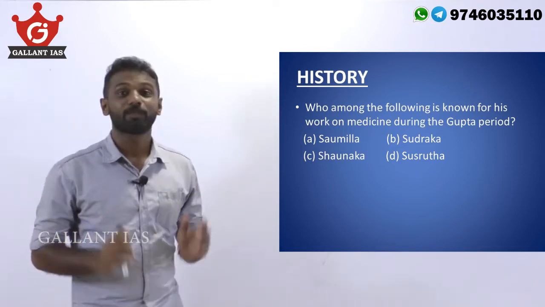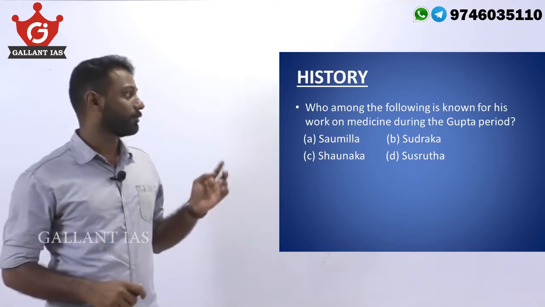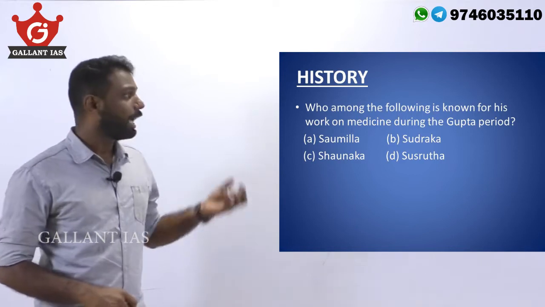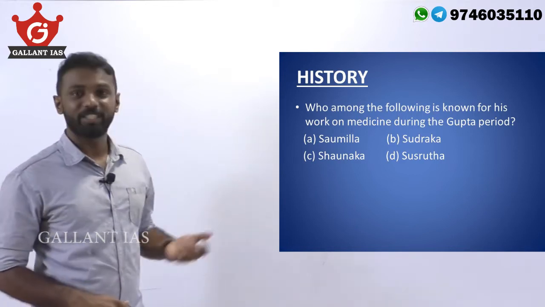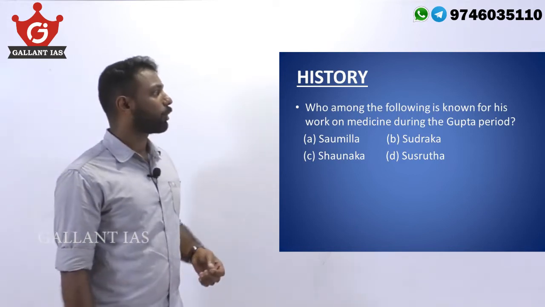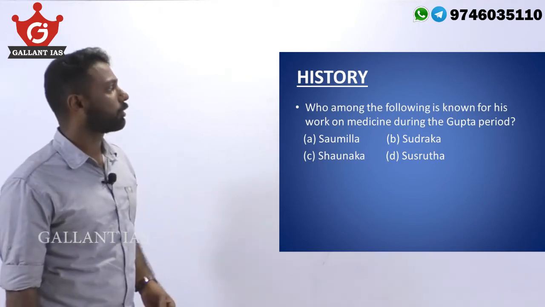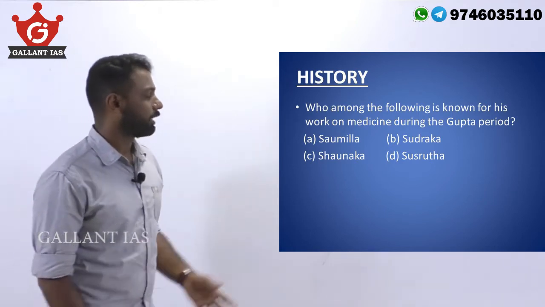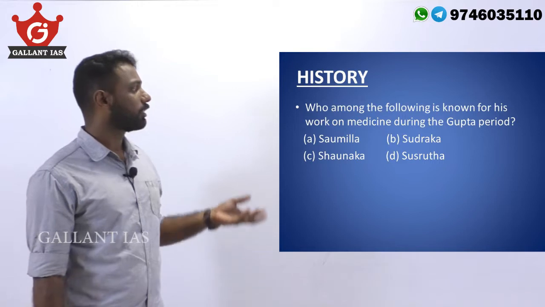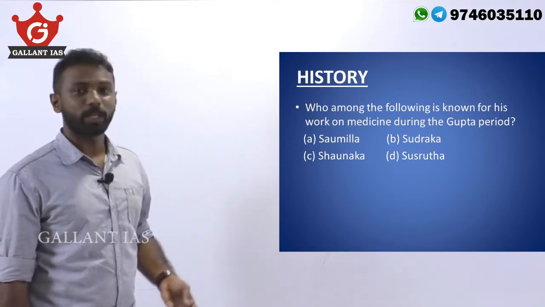Here we discuss one question each from the core important subjects of the UPSC preliminary examination. And moving with question number 1 from history. Who among the following is known for his work on medicine during the Gupta period? Saumila, Shudraga, Shavanaga and Sushruta.